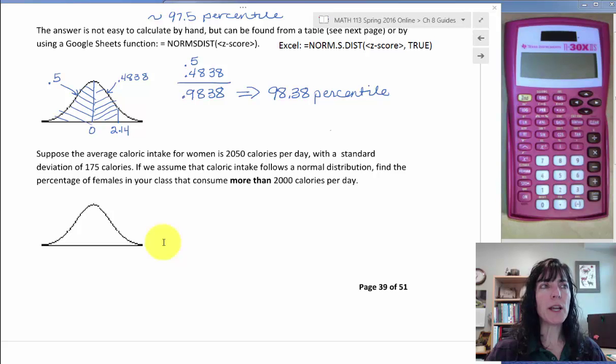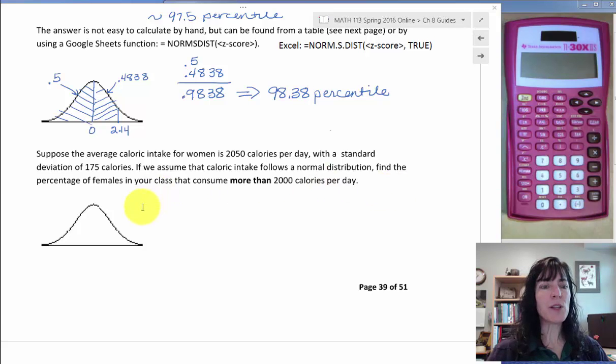Suppose the average caloric intake for women is 2,050 calories per day with a standard deviation of 175 calories. If we assume that caloric intake follows a normal distribution, that means it's going to have this mound shape, the total area is 1, and the mean and the standard deviation are all you need to draw it and use it. If it has that kind of a distribution, find the percentage of females in your class that consume more than 2,000 calories per day.